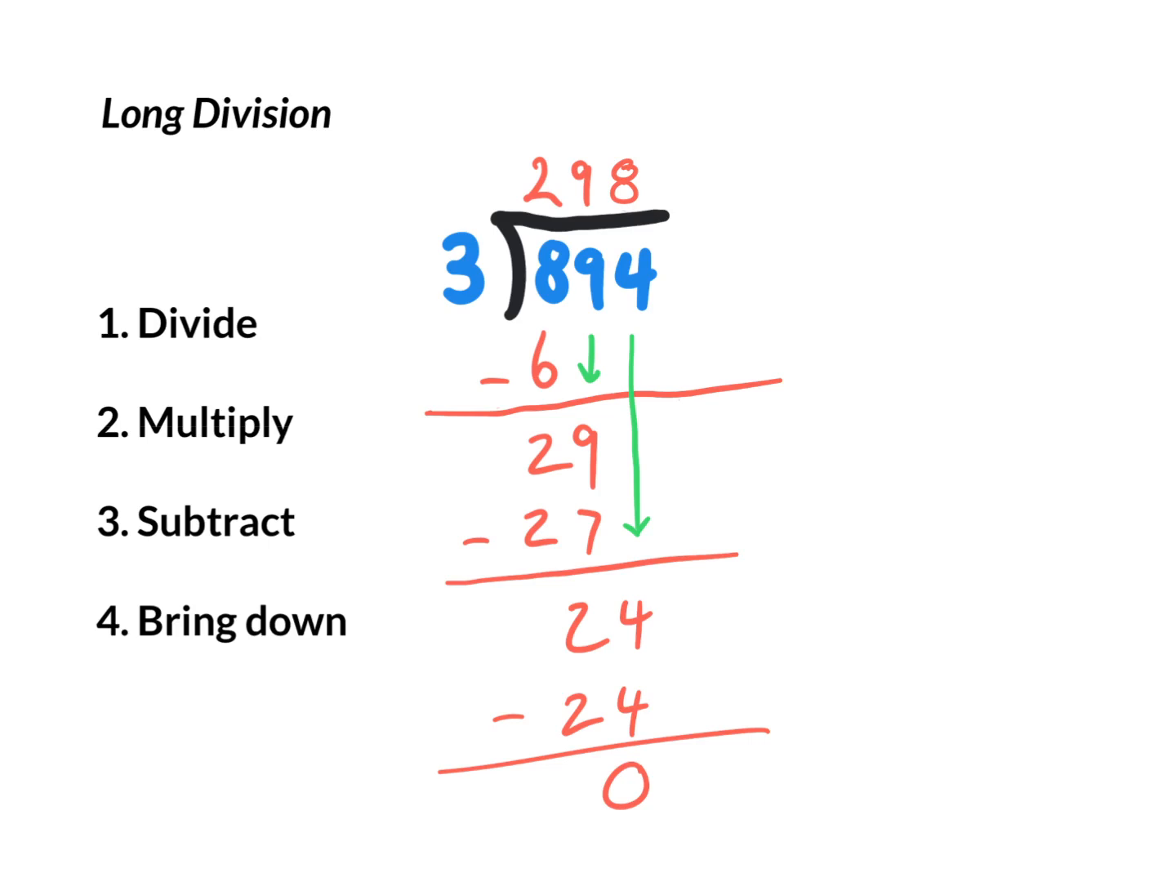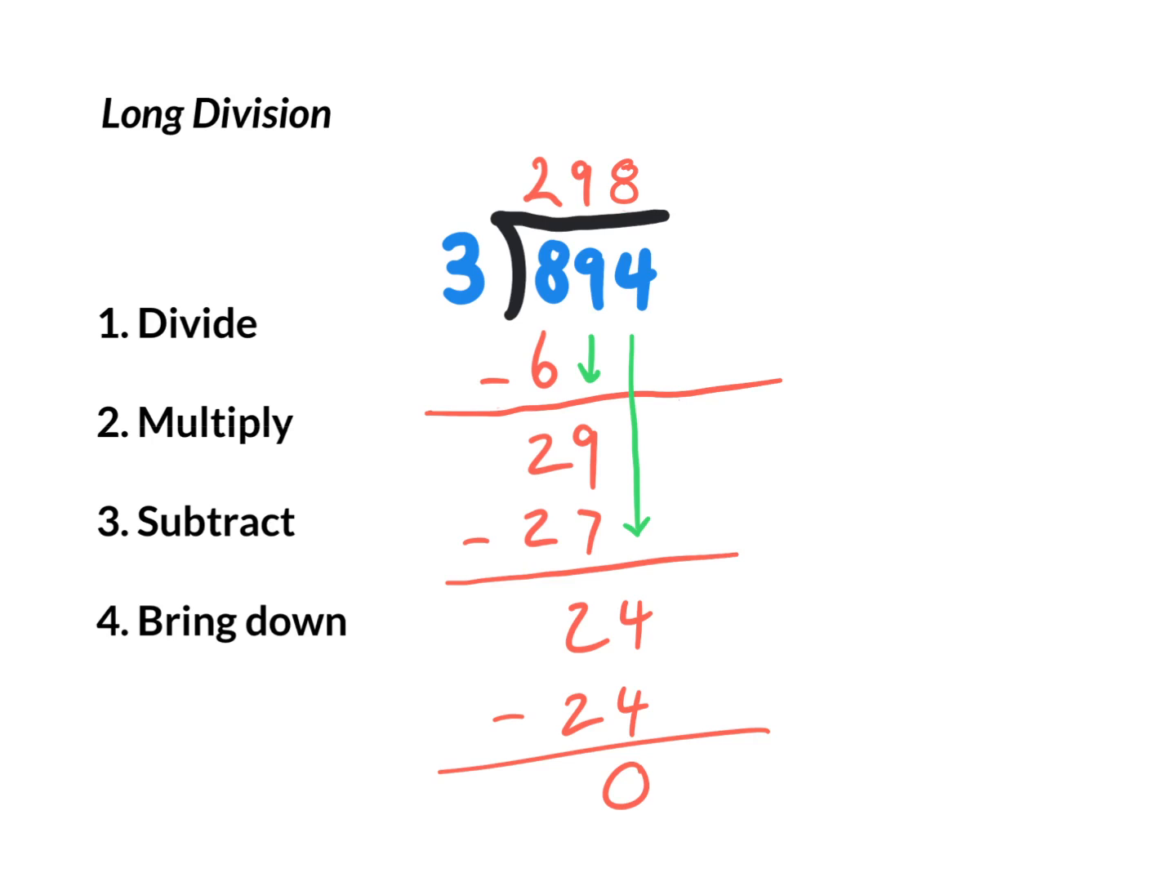Okay, let's work through the long division method again. What we say is 8 divided by 3 is 2. We place the 2 up. Then we say 2 times 3 is 6. That's our multiple. Then we say 8 take away 6 is 2, and we put our 2 down. Then what we do is we go to the tens column, and we pull our 9 down. We bring our 9 down. Then we start the process again.